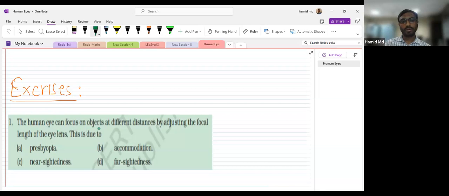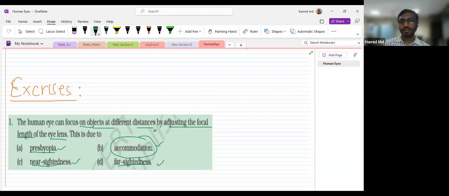The human eye can focus on objects at different distances by adjusting the focal length, right? Option B, accommodation. Nearsightedness is myopia, farsightedness is hypermetropia, and presbyopia. All these three are eye defects. And this is the conditioning of the eye structure.